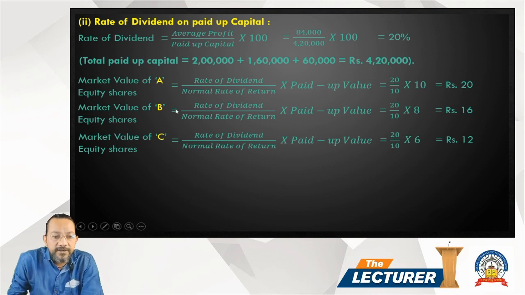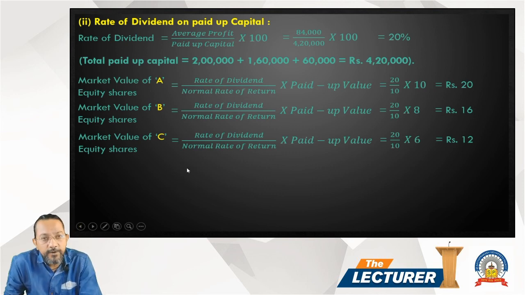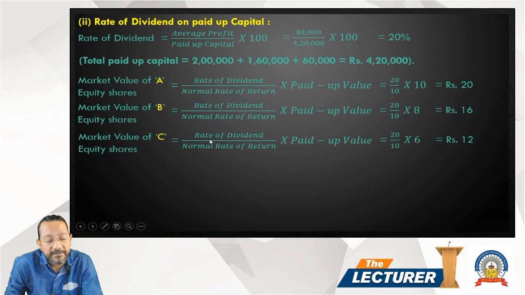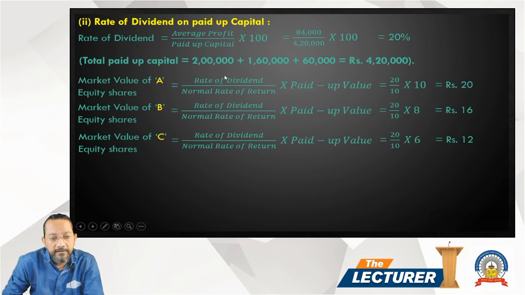So the question requires value of share as per intrinsic value and as per yield method, which is known as market value of shares. So yield value is nothing but the market value of shares, and market value we can calculate as rate of dividend divided by normal rate into paid up value. For the rate of dividend, we have to calculate average profit divided by paid up capital into 100. Rate of dividend is nothing but the earning rate.